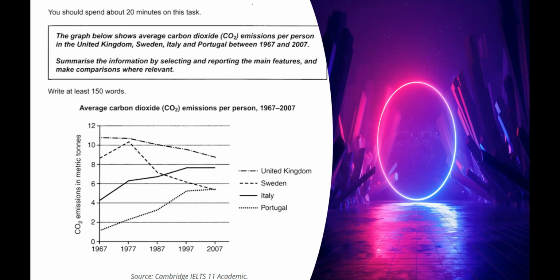It is a line graph. So, if you want to talk about this line graph, first you should read the question and then understand what this question is. Let's say: The graph below shows average carbon dioxide emissions per person in the United Kingdom, Sweden, Italy, and Portugal between 1967 and 2007. Summarize the information by selecting and reporting the main features and make comparisons where relevant.